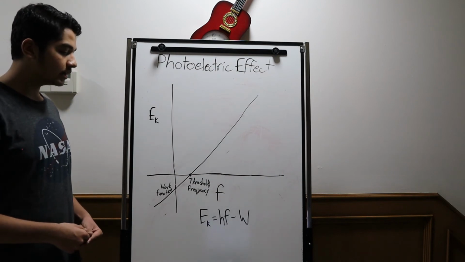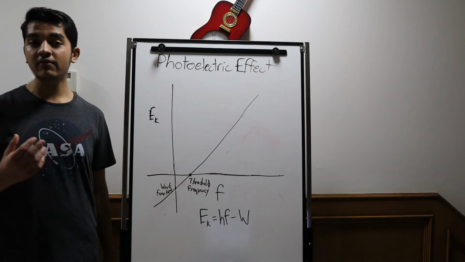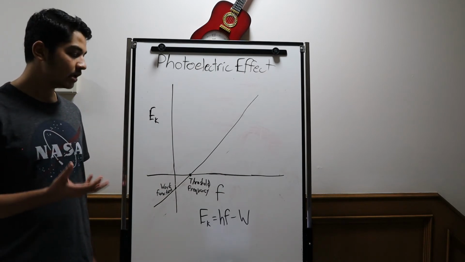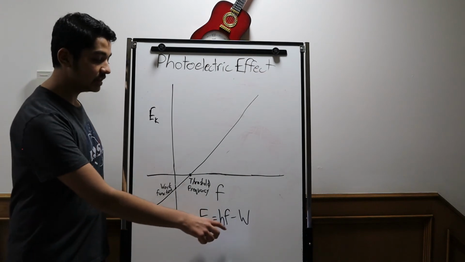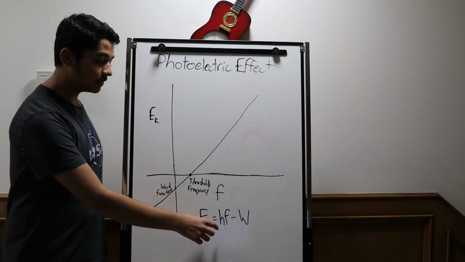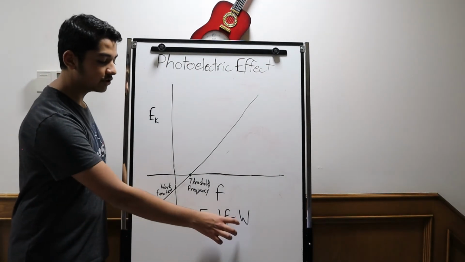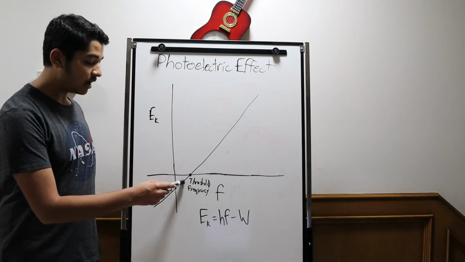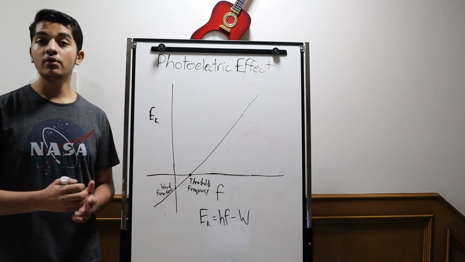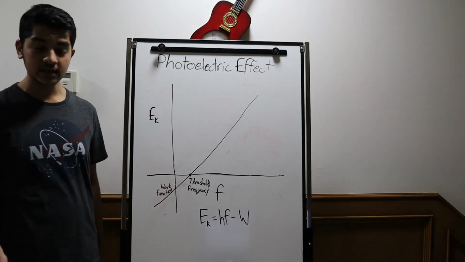And what we see here is that both the x and the y intercepts tell us very important things about this material. For example, the y-intercept here occurs when the frequency is 0. Now, when we have 0 frequency, that means this value would be 0, and Ek would just turn into negative work. So this actually tells us the amount of energy we need to liberate the electron out of the atom, and that's the work function here, which is the y-intercept.